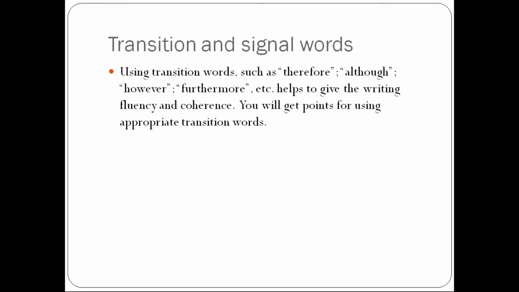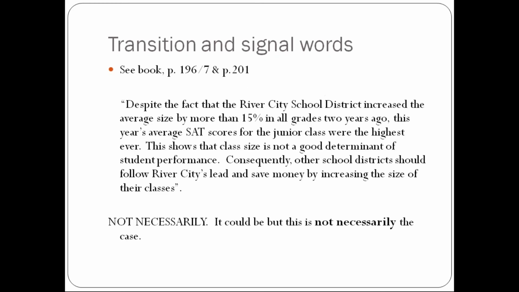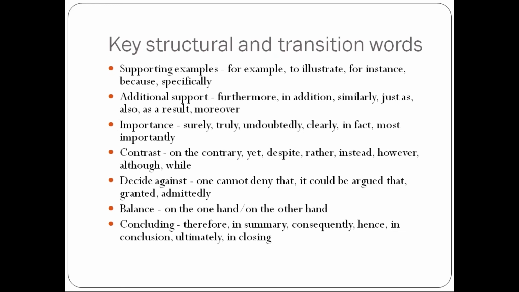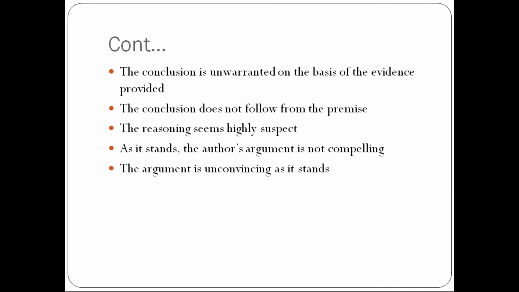Use appropriate transition words such as therefore, although, however, furthermore. This helps to give the writing fluency and coherence. You'll get points for using appropriate transition words. Right. Key structural and transition words. There's just some examples. Furthermore, in addition, moreover, to express the importance of something, surely, truly, undoubtedly, clearly, in fact, most importantly, to express contrast, on the contrary, yet, despite, rather, instead, and so on. And then just a few more examples.